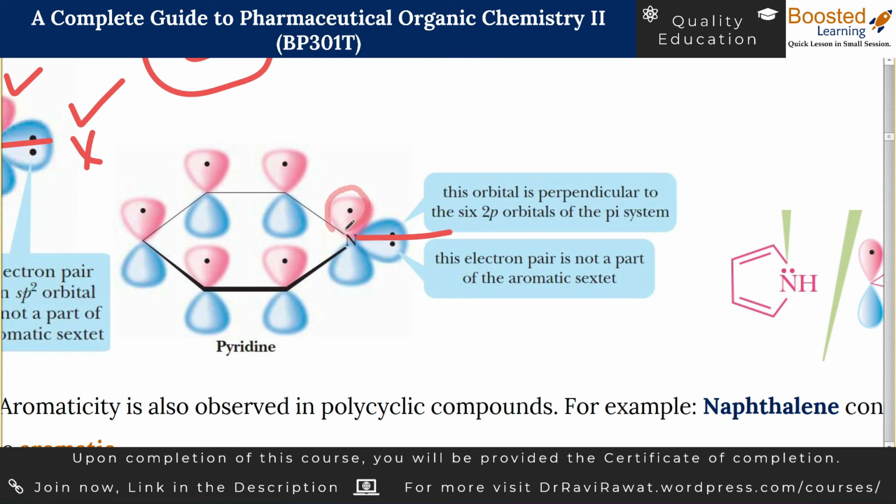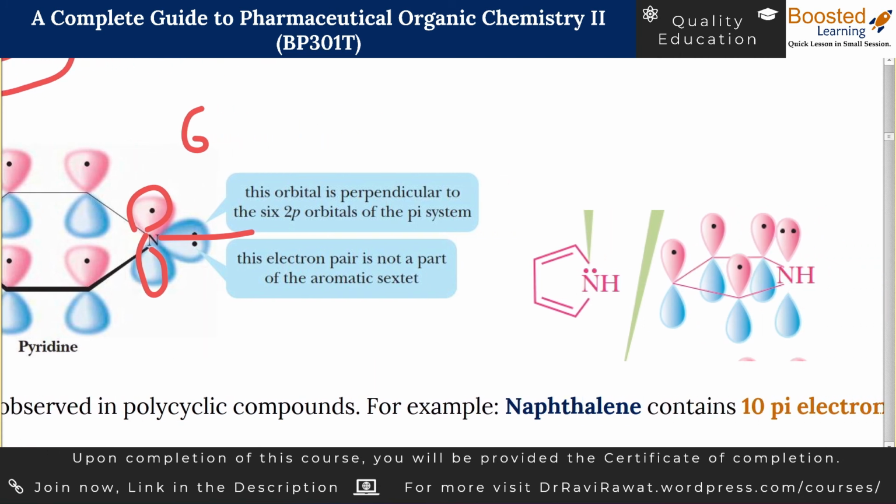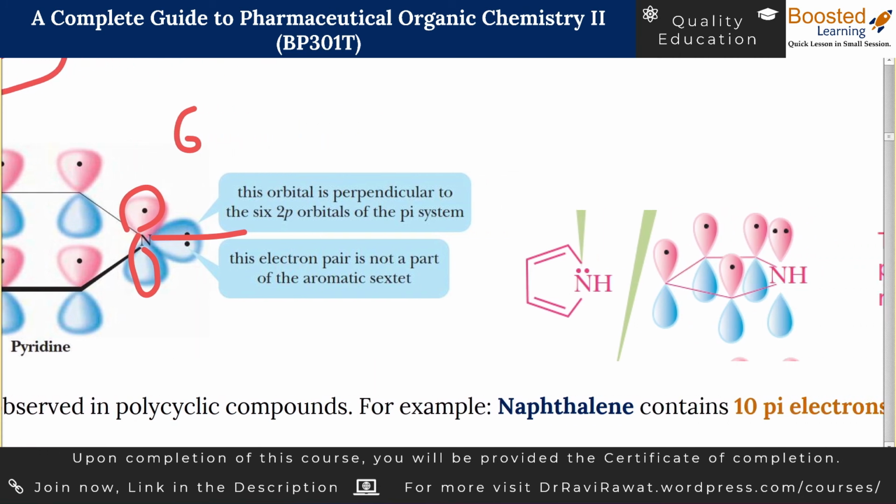So the p orbital of the nitrogen would be perpendicular to the ring, so the lone pair would be in the plane of the ring. If you do the electron count, the answer comes out to be 6. So this way pyridine is considered aromatic.